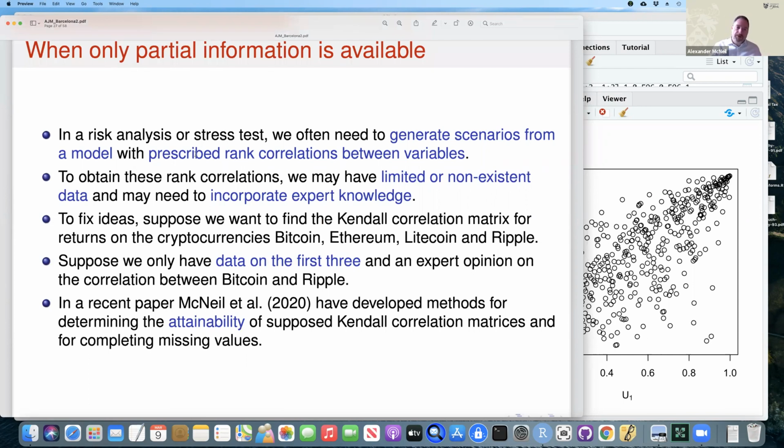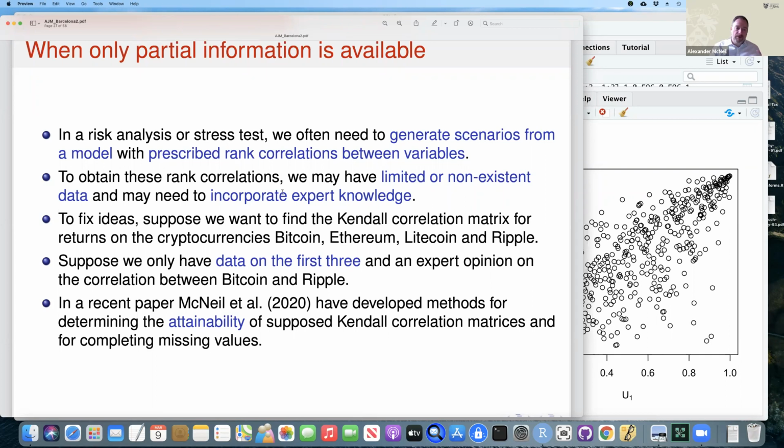So we're doing a risk analysis, or we're doing a stress test, and we want to generate scenarios from a model with prescribed rank correlations. We don't use ordinary linear correlation because it's not a good idea. It also depends on the marginal distributions, and we want to separate the problem of choosing our margins and choosing our copula. We want to take any margins we please, and then we want to pick a copula to match rank correlations. But in truth, if we're doing a stress test, we may have very limited data, or we may not have any data on some of our pairs.